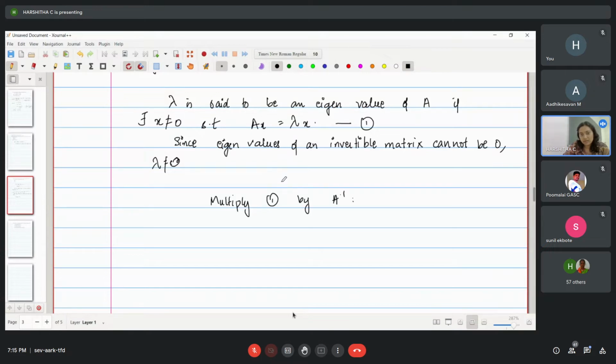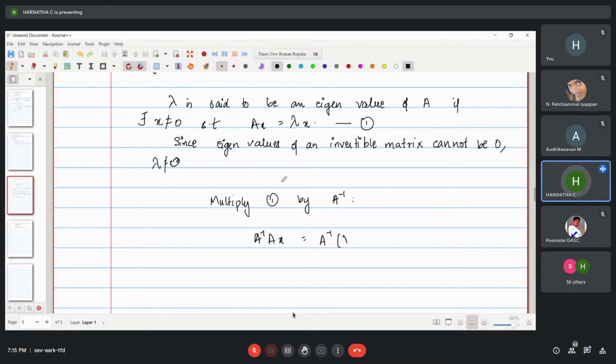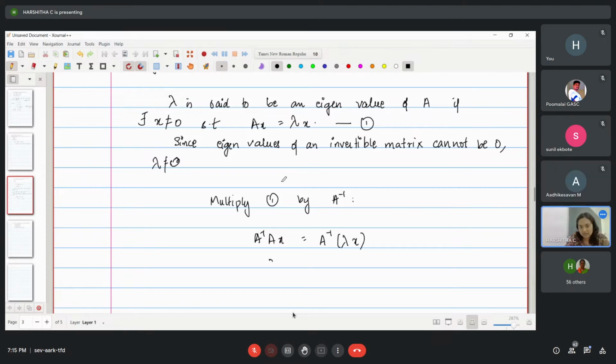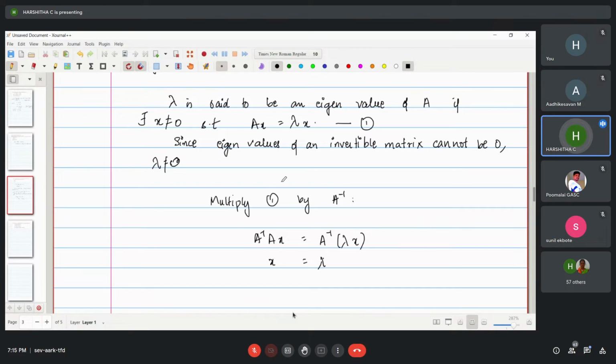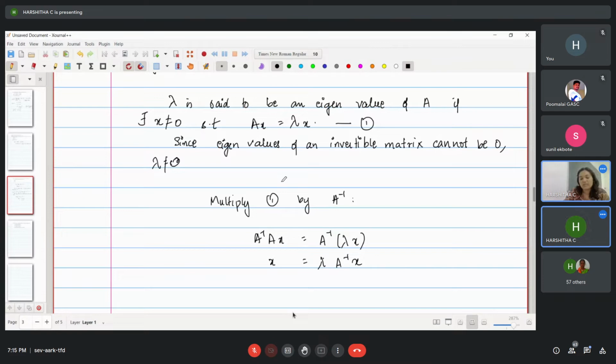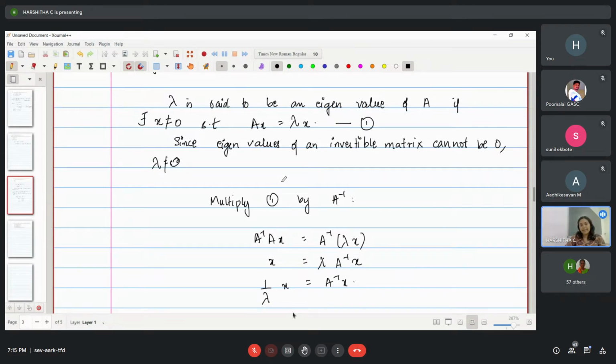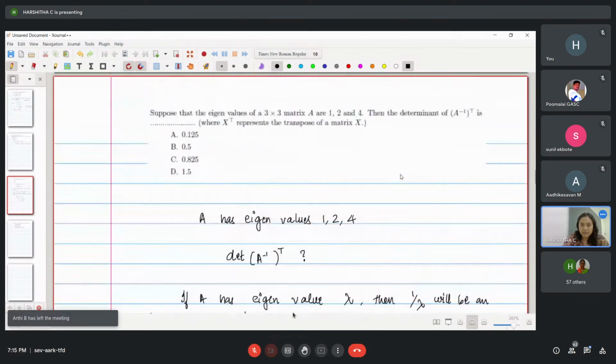So what we get is A inverse Ax is equal to A inverse times lambda x. So this becomes identity times x, equal to, lambda is just a scalar, so I can write it as lambda times A inverse x. And you take lambda to the other side, because it is non-zero, you get 1 by lambda times x is equal to A inverse x. So this proves the statement that if lambda is an eigenvalue of A, 1 by lambda is an eigenvalue of A inverse.